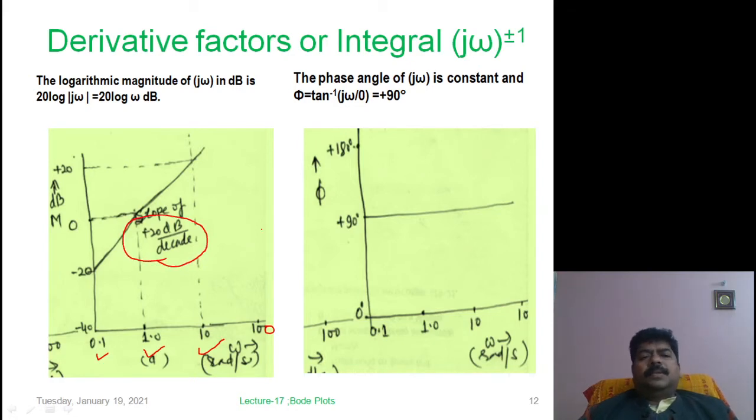And since it is simply representing a zero at origin, this will contribute an angle of tan inverse omega by 0, that will be contributing plus 90 degree. So for the entire range of the frequency, this derivative factor will contribute an angle of 90 degree.